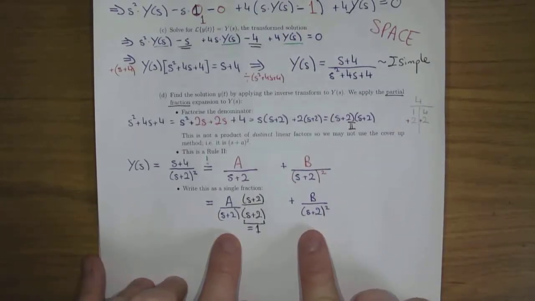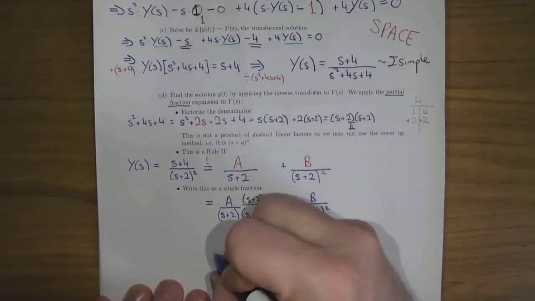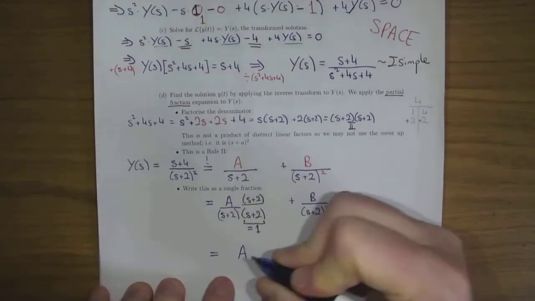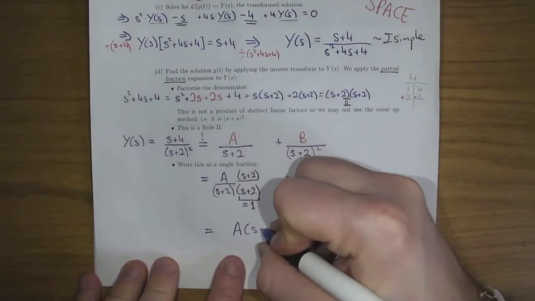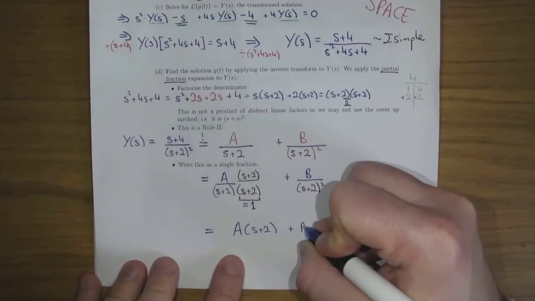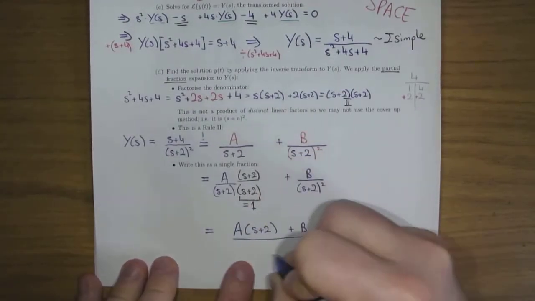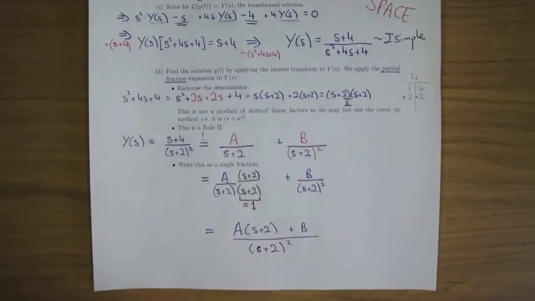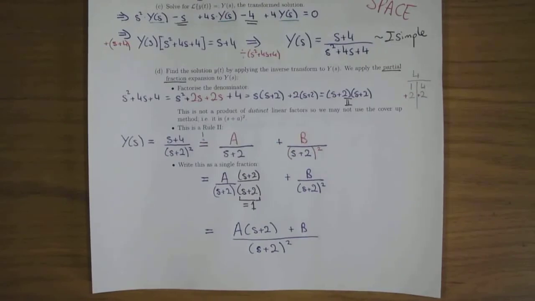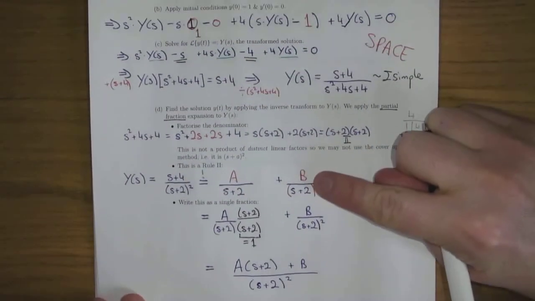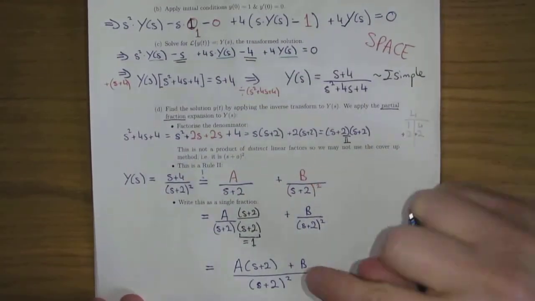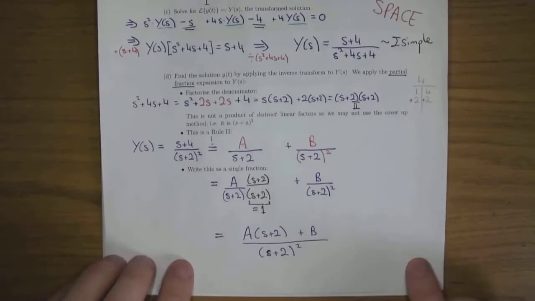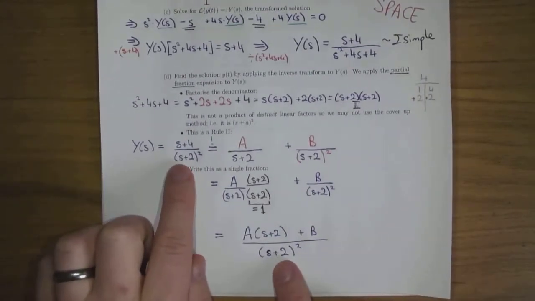Now you've got a common denominator, (s + 2) squared. They look different, but that's also (s + 2) squared. So you have equals a times (s + 2) plus b, divided by (s + 2) squared. You want this to equal this. This is equal to this. So you want these two to be equal. What do they have in common? The bottoms are the same.